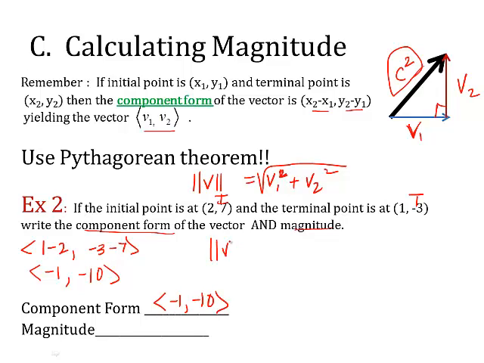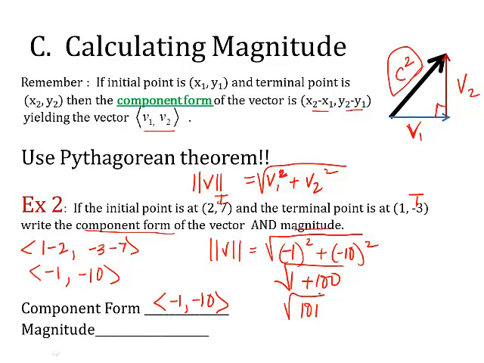Now for magnitude, I'm going to take my component form, -1 squared plus -10 squared. That's 1 plus 100. So I get a square root of 101, which comes out to 10.0. Remember to keep a 0 as a placeholder when you're rounding to the 10th place, unless it's a perfectly round number.